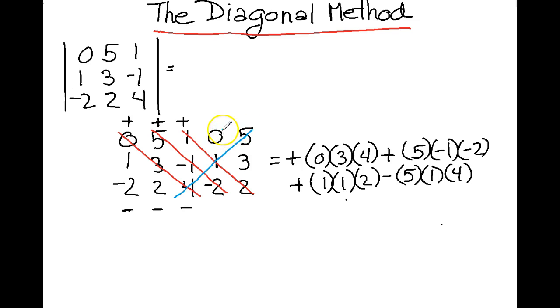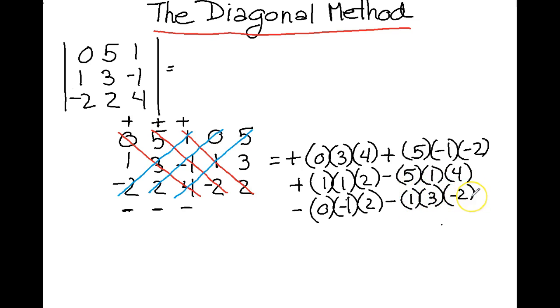I move over a diagonal, and I notice there's a subtraction at the bottom. I'm going to subtract the product of those numbers, so minus 0 times negative 1 times 2. And then again, I move over one diagonal. I notice that there is a subtraction underneath, so I'm going to subtract the product of those numbers on that diagonal: 1 times 3 times negative 2.